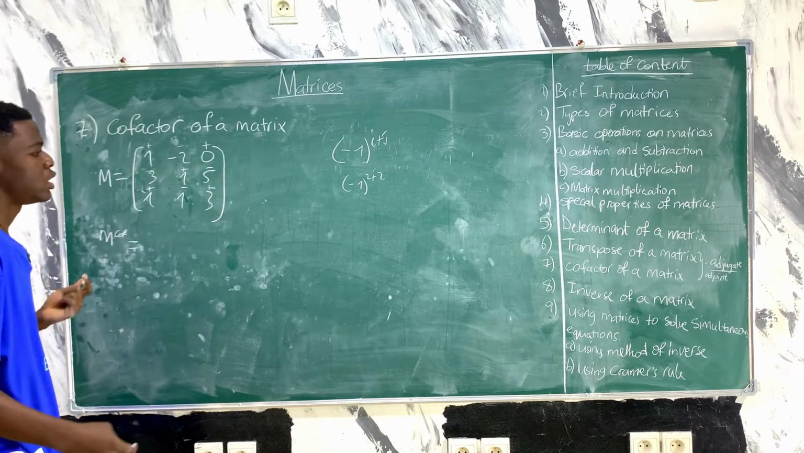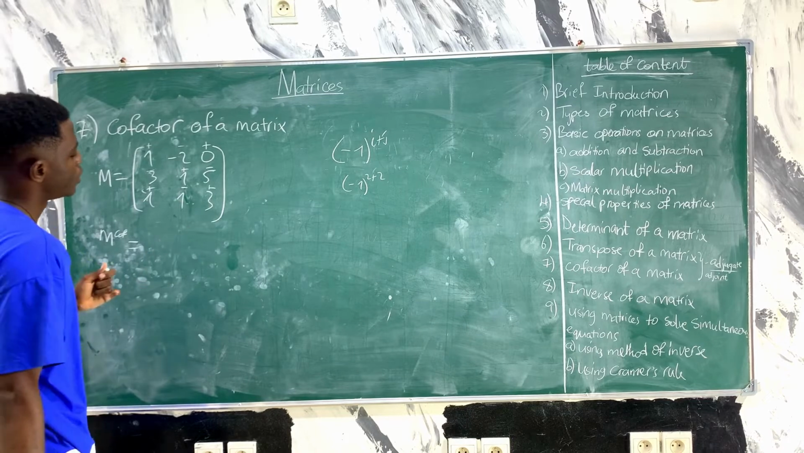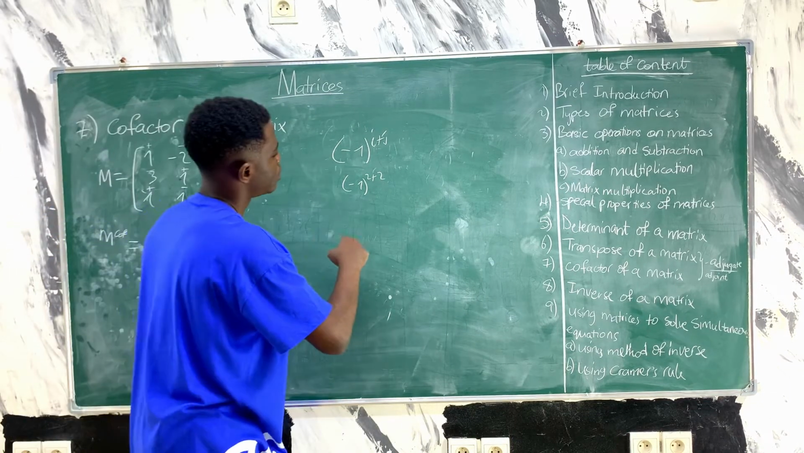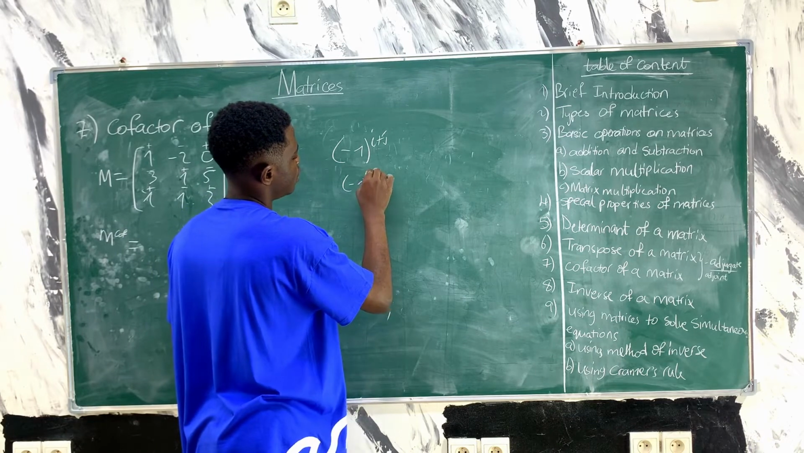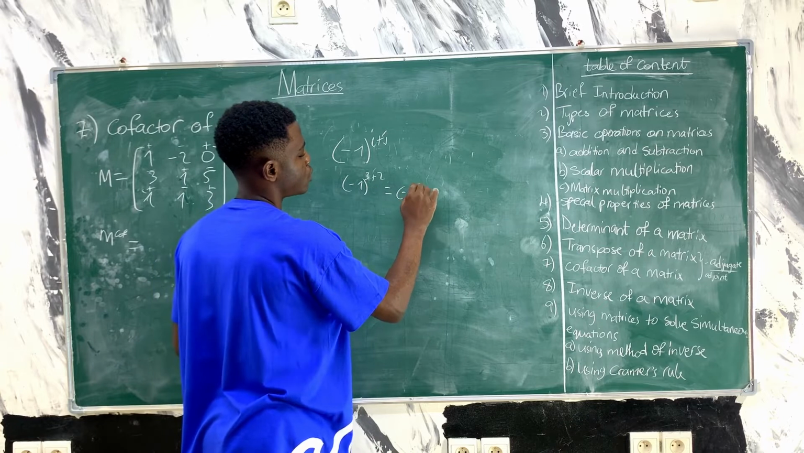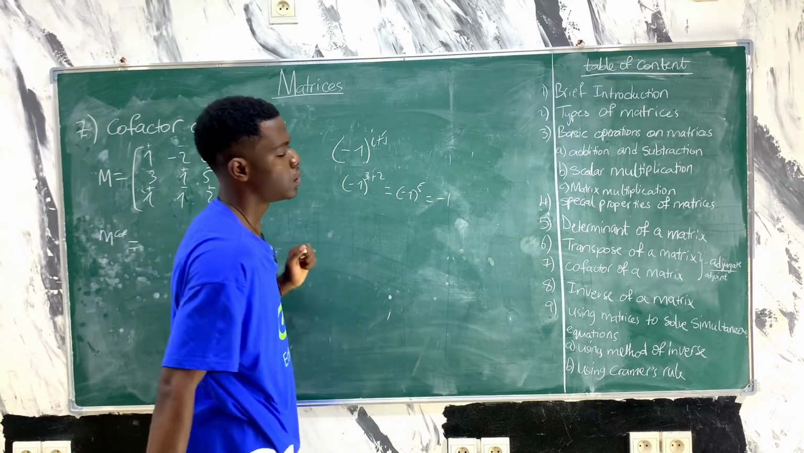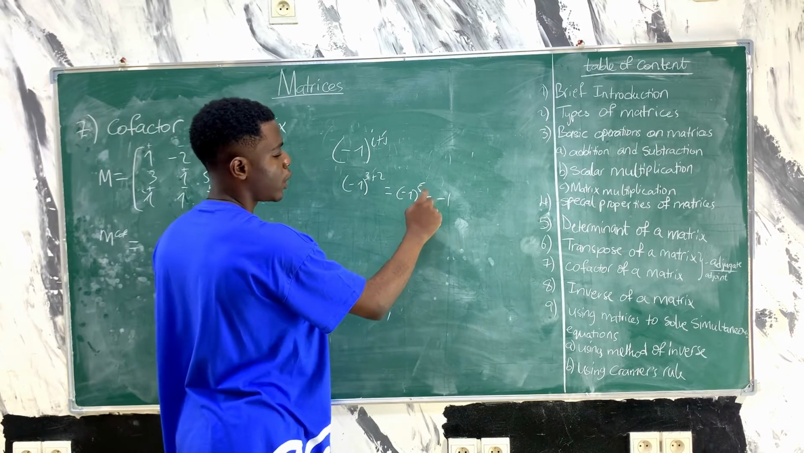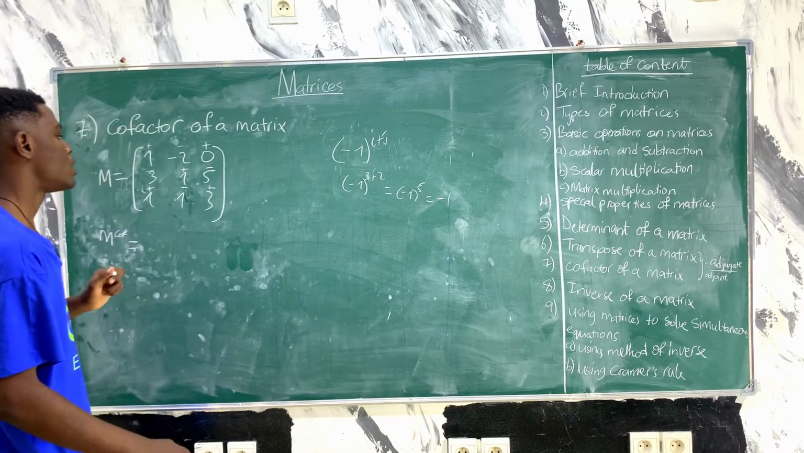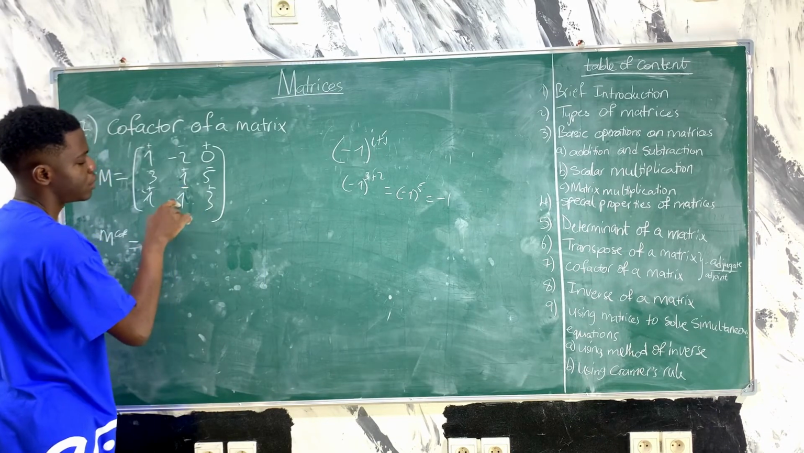Plus. Let's take any random one. This one. This is the third row and second column. That is minus 1 to the power 5, which is minus 1. You know the answer because of the power. If the power is odd, then the answer is negative 1. If the power is even, then the answer is 1. In this case, the power is odd, so it's negative 1. That's why you have a negative sign for this one.